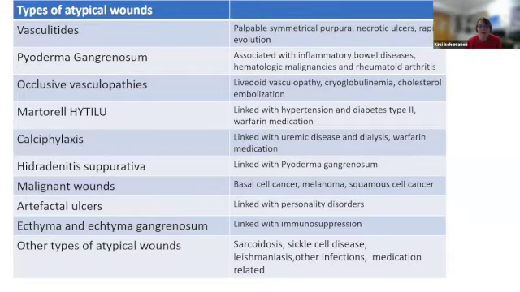Here is a table of the most important and common atypical ulcers, and you can see that many of them are associated with some comorbidities. So again, we come to this important sentence: it is not just the hole in the patient, it is the whole patient. For instance, if you have a patient with inflammatory bowel disease and painful ulcers, you should first think about Pyoderma gangrenosum. We could say that it is Pyoderma gangrenosum until otherwise proven. On the other hand, calciphylaxis is very closely linked with uremic disease and dialysis, and also warfarin medication. I will come back to this later.